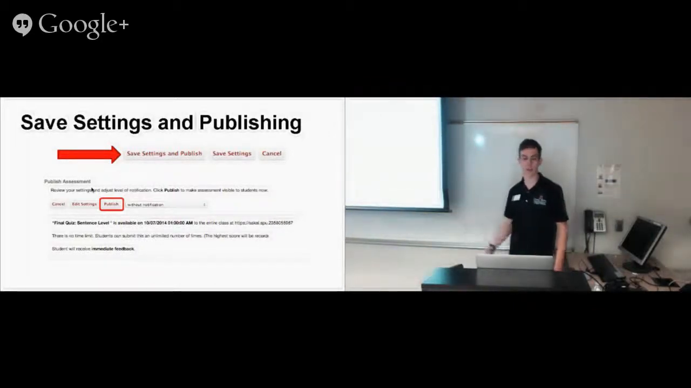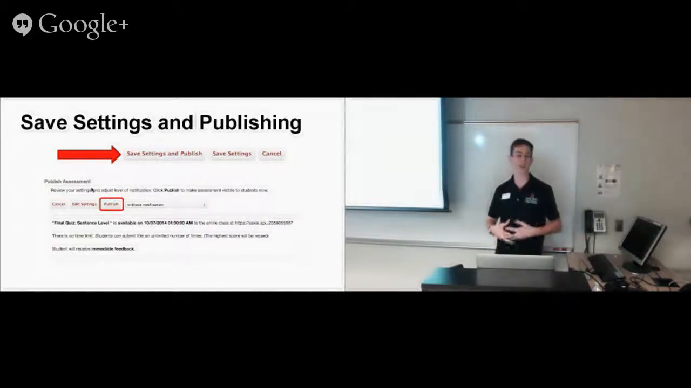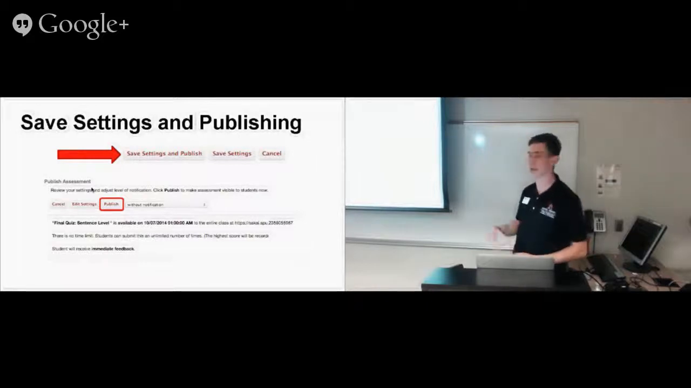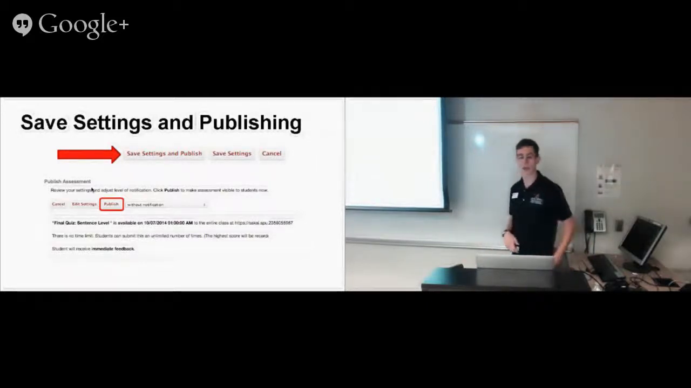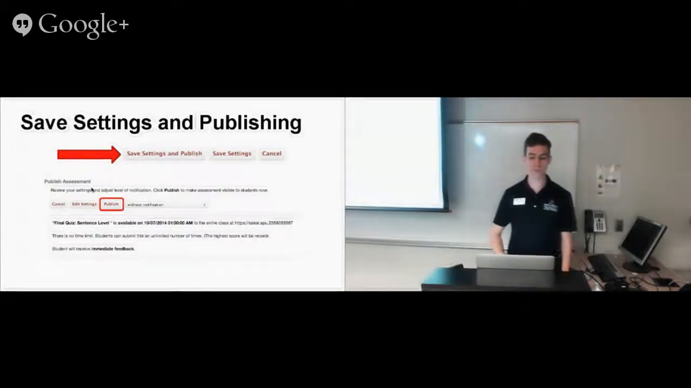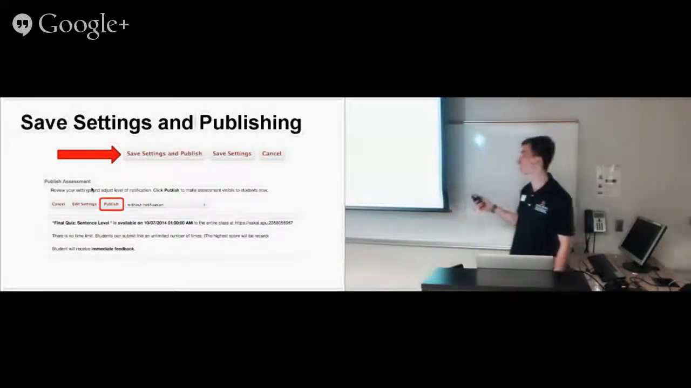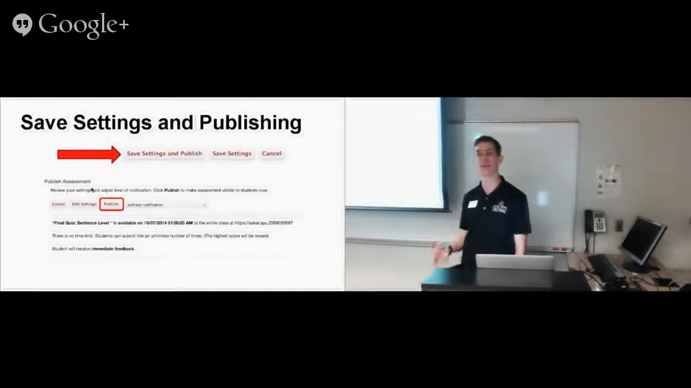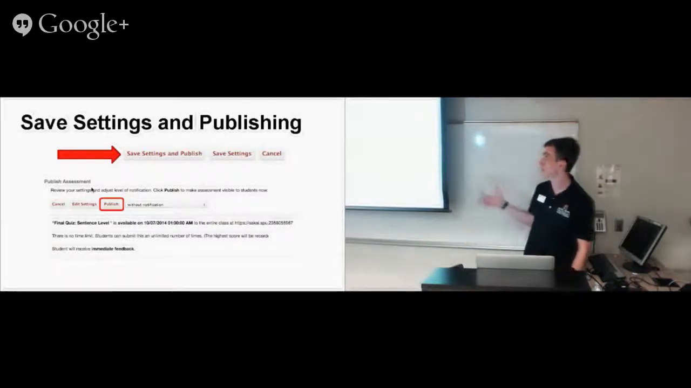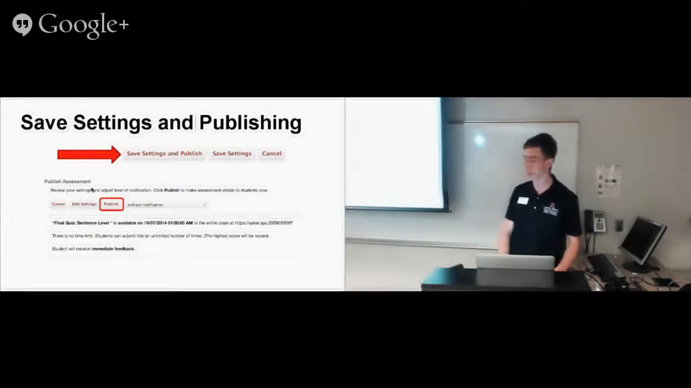So next we're going to talk about publishing our quiz, getting it live to where students can take the quiz and see the results afterwards as well. So again, once you click the Save Settings button, you'll be asked to either save your settings or save your settings and publish. If you're ready to publish that quiz and send it over to students, you're going to be hitting the first button. If you're just still making changes to your quiz, you'll be hitting the Save Settings button.